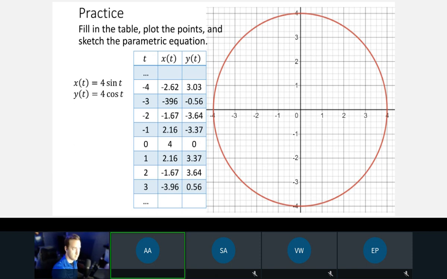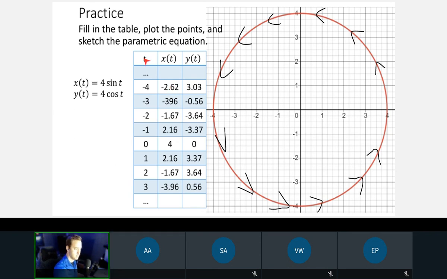Sir, quick question. Dr. J. What's the question, sir? How can you explain how you got negative 2.62? Magic. Okay. Let me see. The first one here? Yes, this one right here. I plugged in -4 into t. So 4 sine of -4, hitting enter, will give me -2.62.